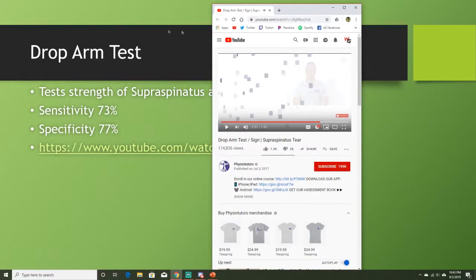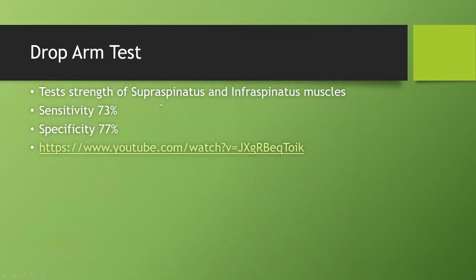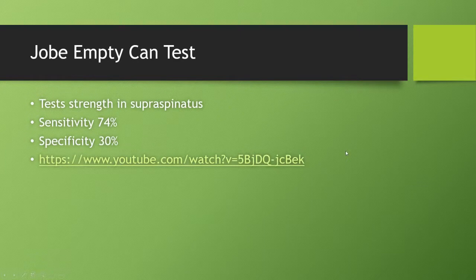Alrighty. That shows you how to perform a drop arm test. That tests for supraspinatus and infraspinatus muscle strength or weakness. The Jobe empty can test tests the strength of your supraspinatus specifically, sensitivity of 74% and specificity of 30%.